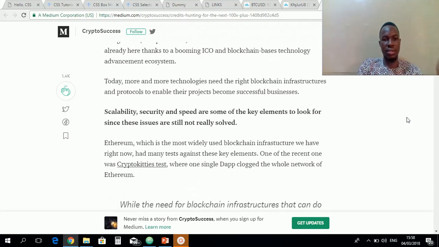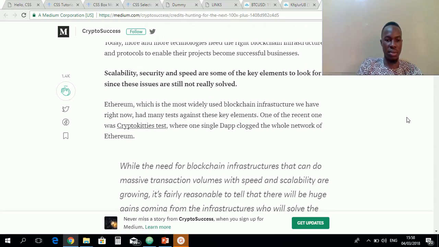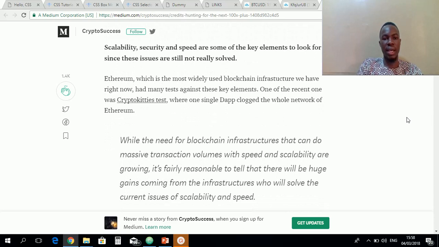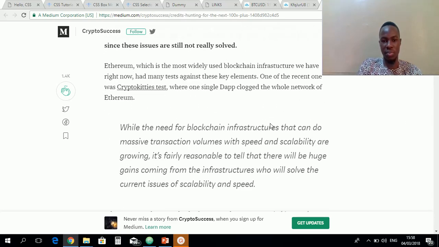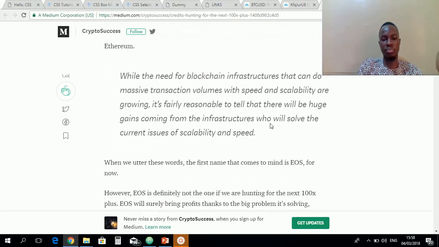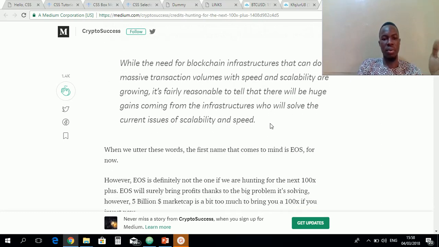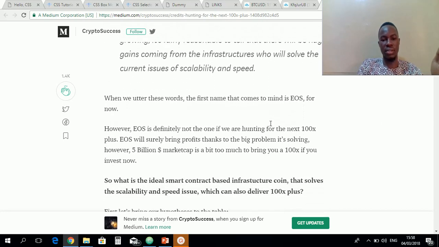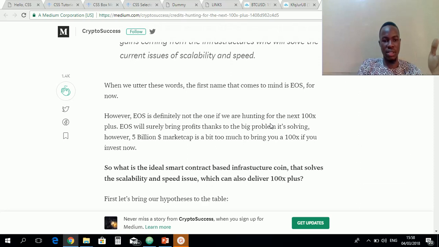The writer talks about a lot of things, about how Ethereum has not been able to successfully scale, which was evident by the CryptoKitties game. I don't know if you guys were part of the CryptoKitties game, but it really brought a lot of network congestion to Ethereum, and he's trying to compare it with EOS and Credit, which is also a new infrastructure based token. I've recommended EOS a number of times.